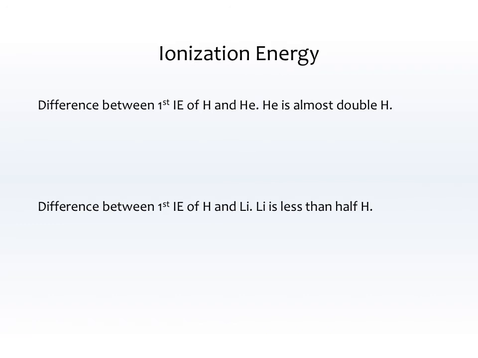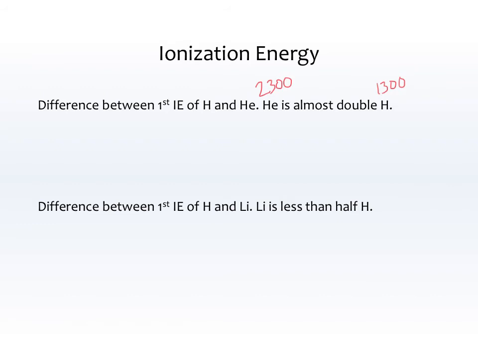So let me point out a couple of things from that ionization energy chart that we were just looking at. Say, the difference between the first ionization energy of hydrogen and helium. Helium is almost double hydrogen. Helium has an ionization energy of about 2,300 kilojoules per mole, and hydrogen's about 1,300 kilojoules per mole. So why does helium take so much more energy to remove an electron than hydrogen does?